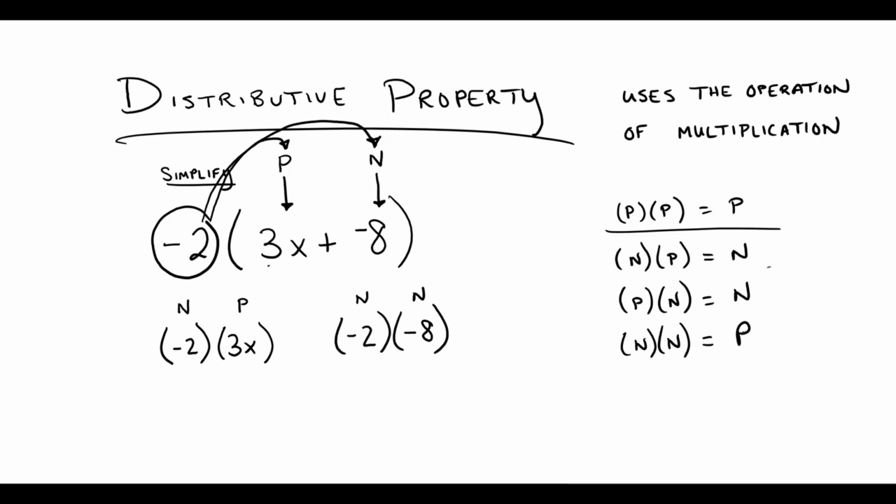So when I look back at what I'm going to multiply, I'm going to multiply a negative times a positive, which is going to give me a negative answer. What is 2 times 3x going to give us? Well, if I have 3 x's and I want to double it, it's going to be 6 x's. So we're going to end up with 6 negative x's. On the other side, we're multiplying two integers together. Negative times a negative gives us a positive, and 2 times 8 is 16.